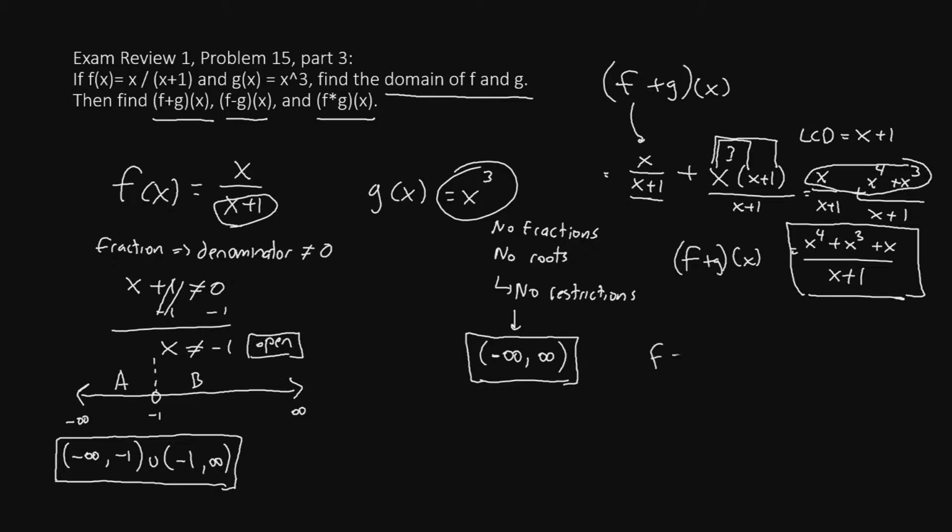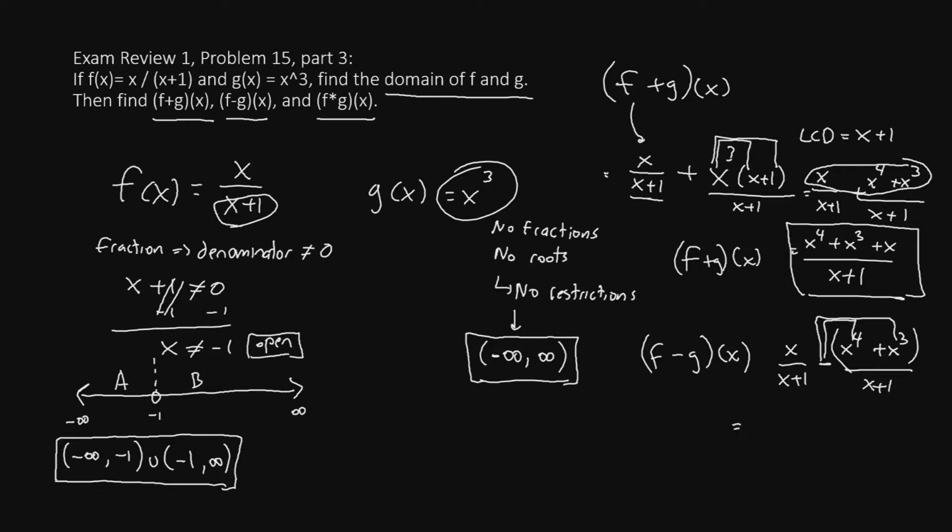For f minus g of x, we do the same operation. We take function f, which was again x over x plus 1, this time subtract the same thing, x to the fourth plus x to the third over x plus 1. I will caution you, be sure to include your numerator in parentheses, because this subtraction will be applied to both the x to the fourth and the x to the third.